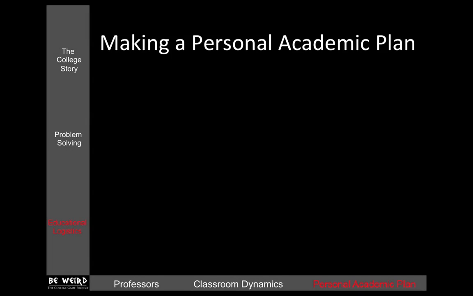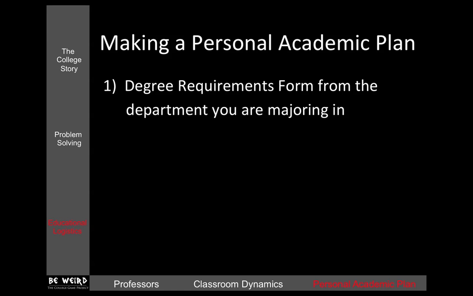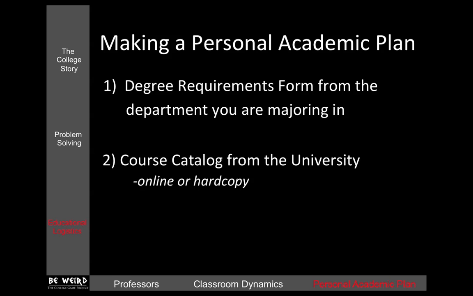To make a personal academic plan, you need three things. You need a degree requirement form from the department you're majoring in. This is a sheet of paper that will tell you all the classes you need to graduate from that department. Second, you need the course catalog from the university. Whether it be online or hard copy doesn't matter, but you need a copy of it. Third, paper and pencil. Here's how it works.